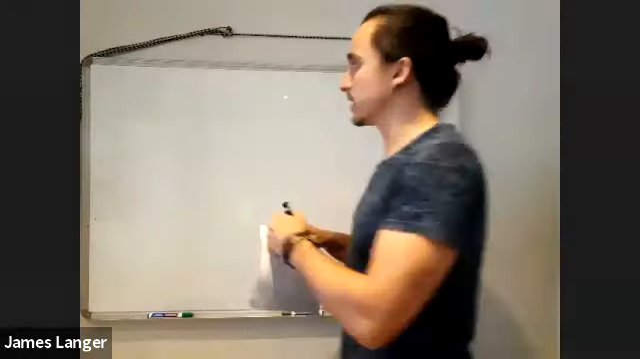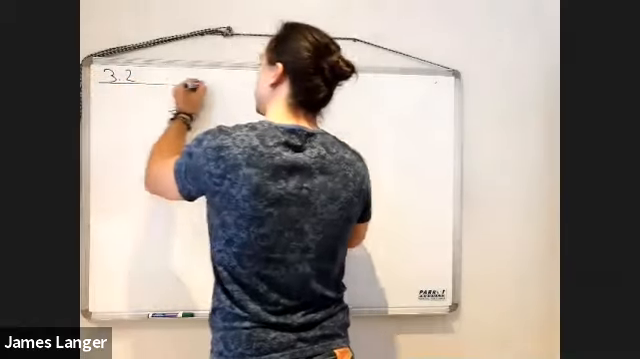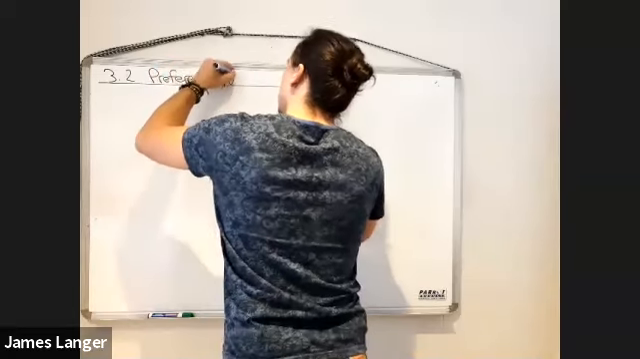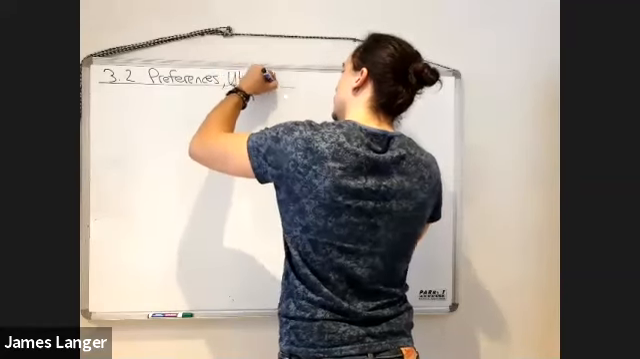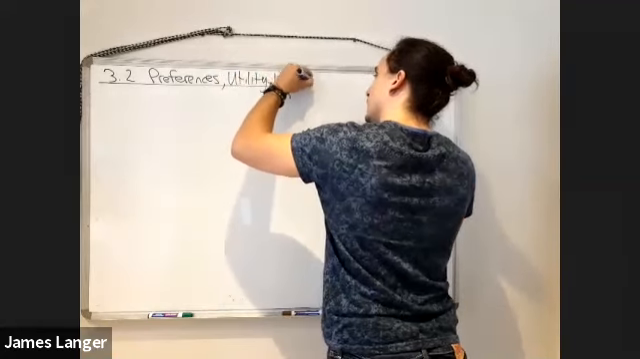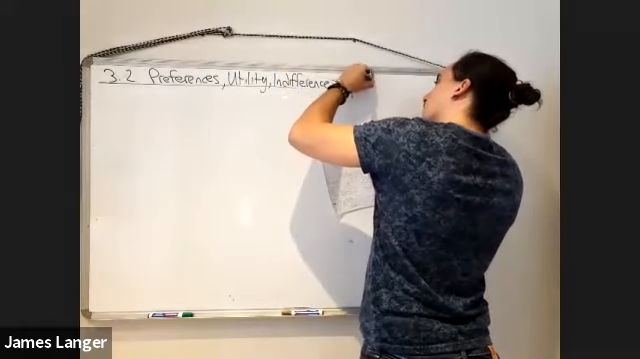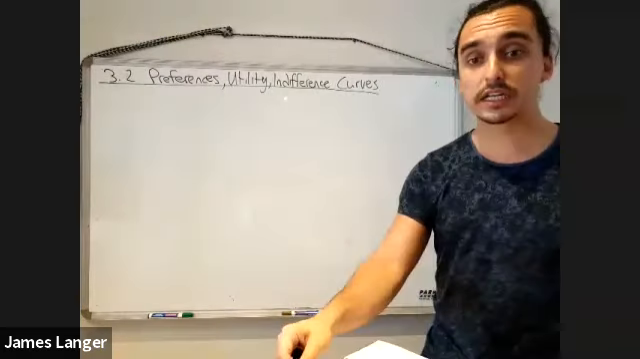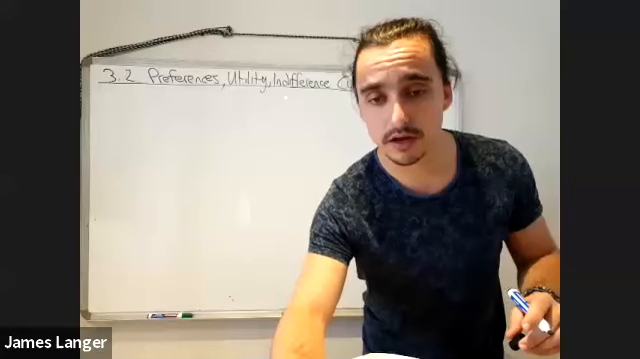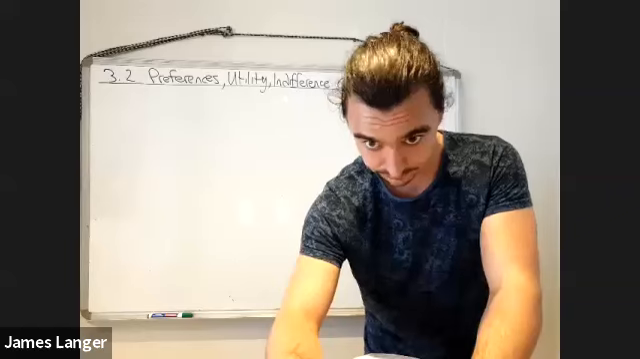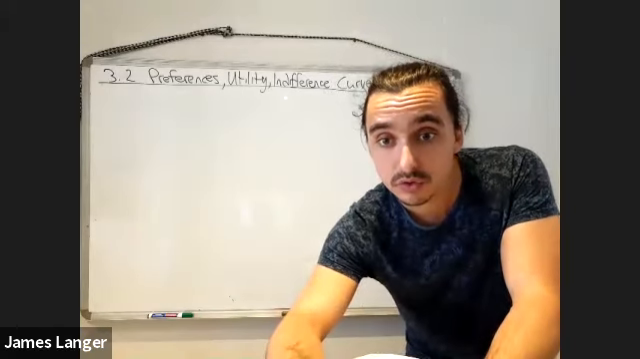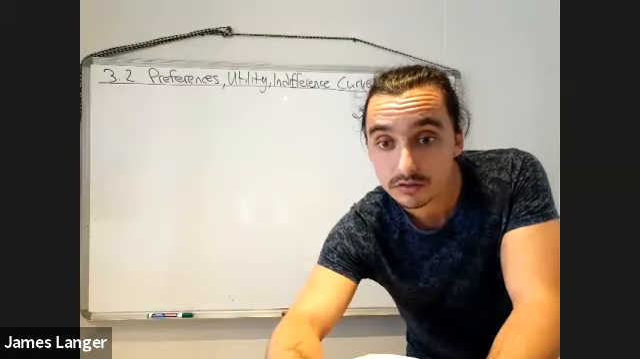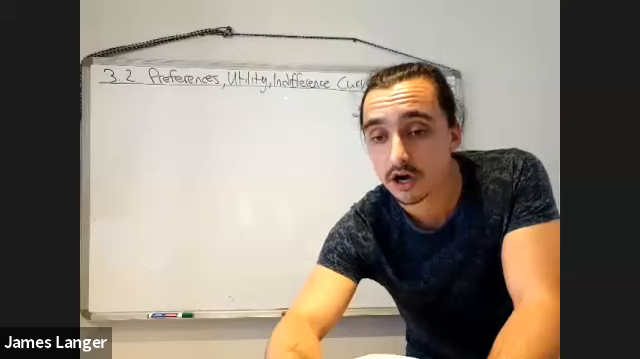So the second thing that we're doing now, 3.2, is all about preferences, utility, indifference curves. Okay, preferences, utility, and indifference curves. So what is utility? I don't think I'm going to write it on the board because you do have it in your notes. Has everyone been able to find their notes? Are there any questions? Okay, if no one says that they can't find their notes, I'll assume we do.